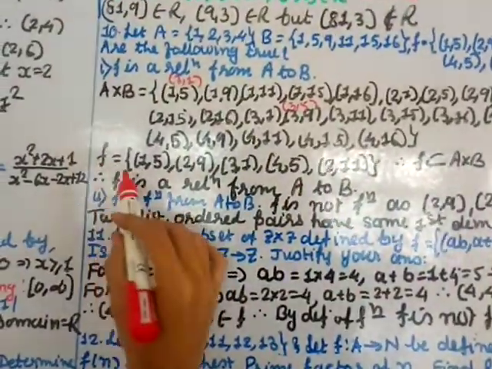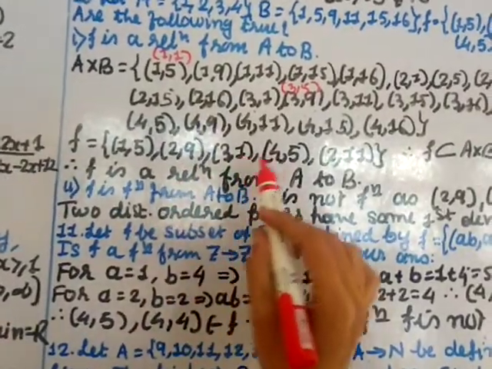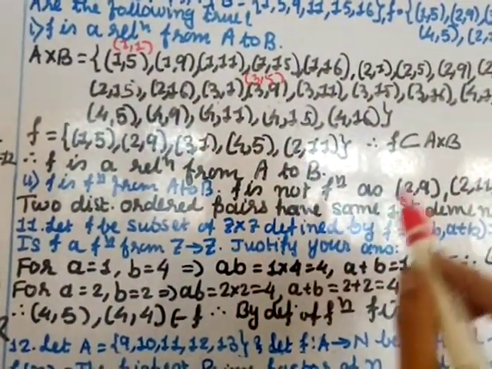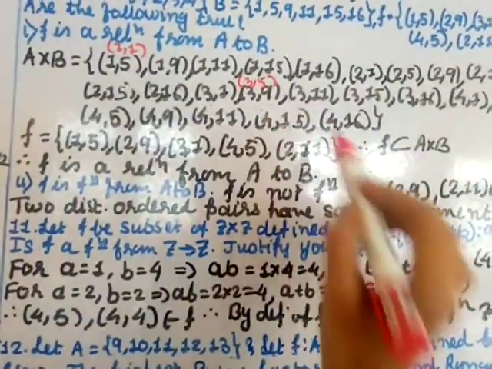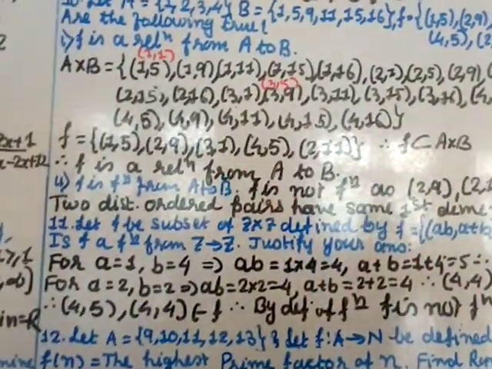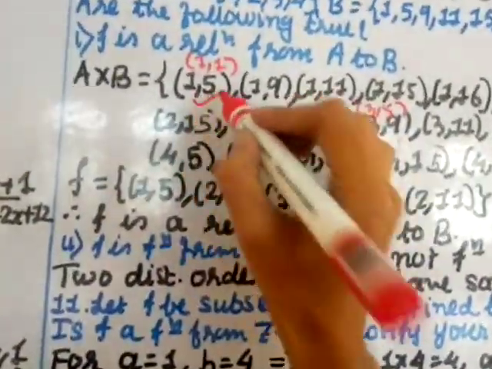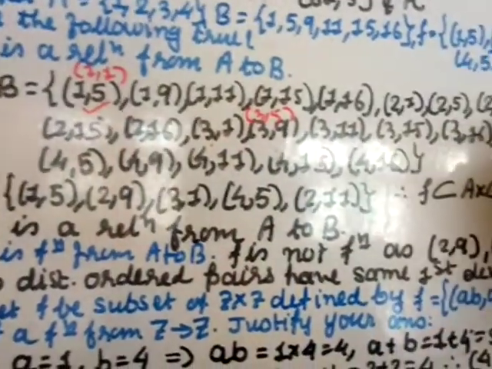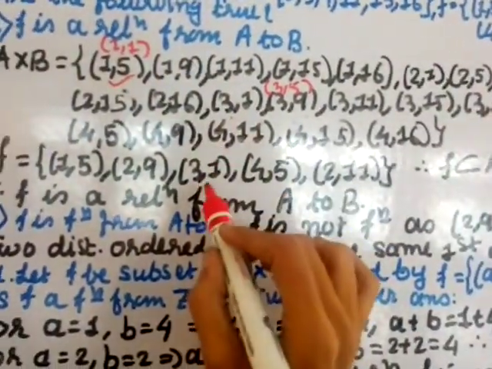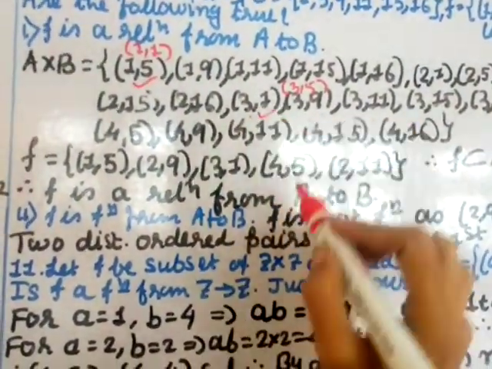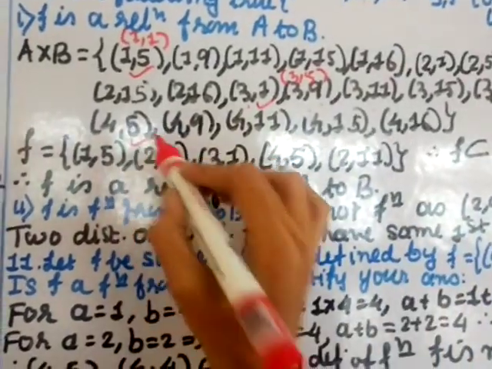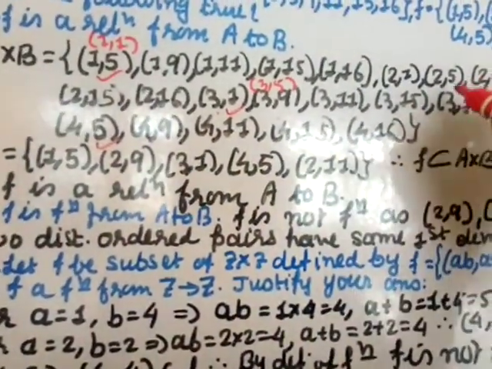First I am writing F is equal to {(1, 5), (2, 9), (3, 1), (4, 5), (2, 11)}. So let us check that all these are part of A cross B. Then we can say this is a relation. So (1, 5) is there. (2, 9) also is there. Then (3, 1), (4, 5), and (2, 11) are also here.